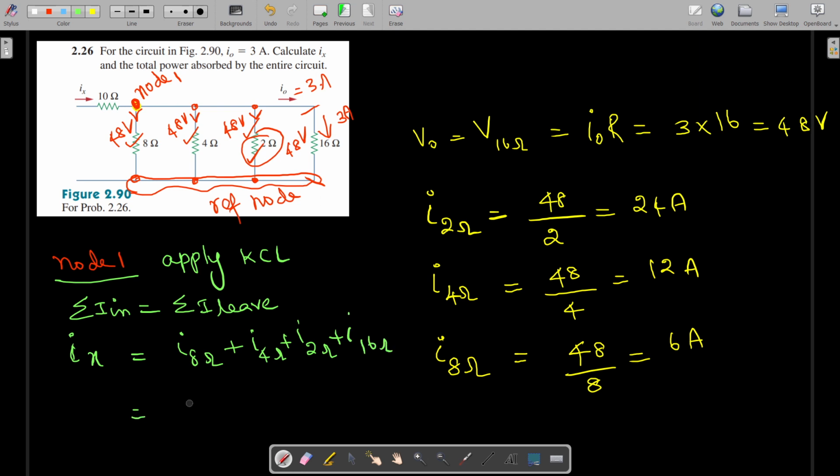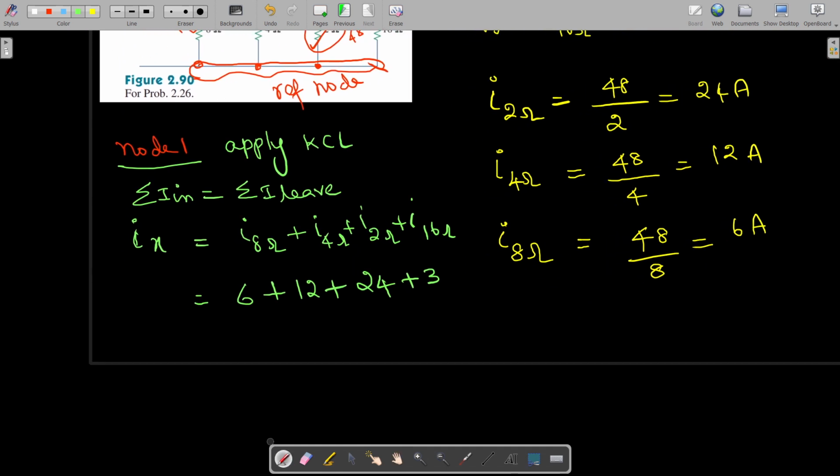All these values we know, right? So it is 6 plus I through the 4 ohm, this second current is 12, plus I through the 2 ohm resistance is 24, plus I through this 16 ohm resistance is 3 amps, isn't it? So now if you add all these currents, we'll get this Ix. It is 45 amps. So we got one answer.